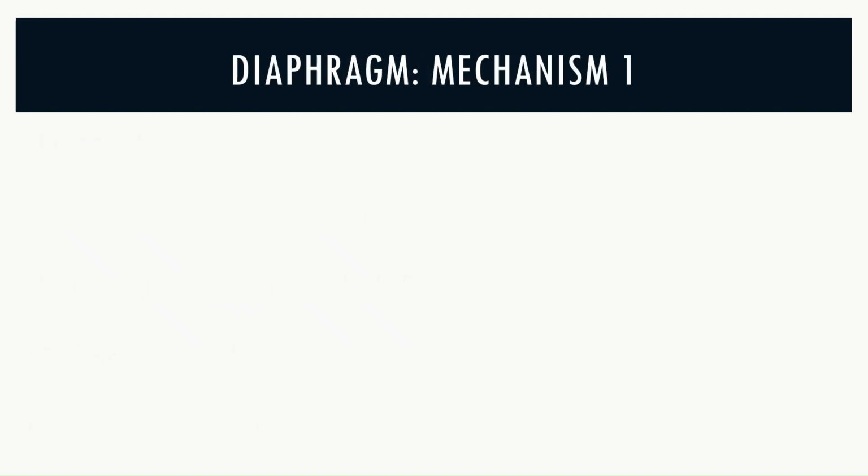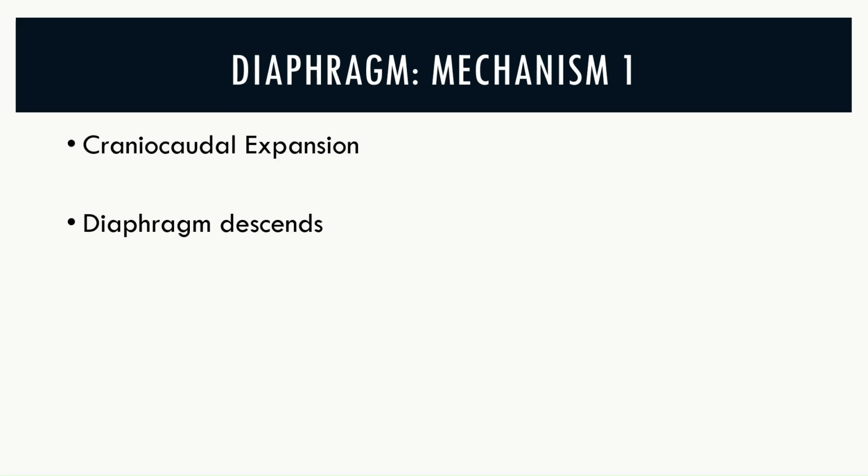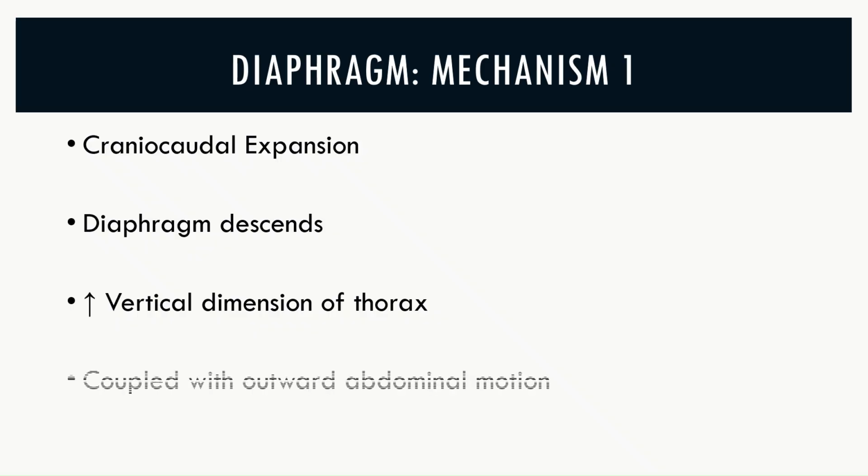First mechanism, diaphragm contraction causes descent, which increases the craniocaudal dimension of the thorax, and this descent is tightly coupled with outward movement of the abdominal wall.